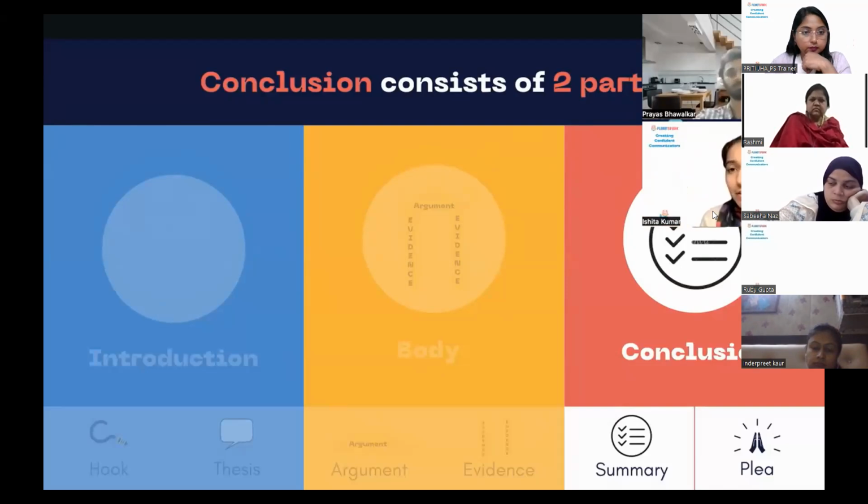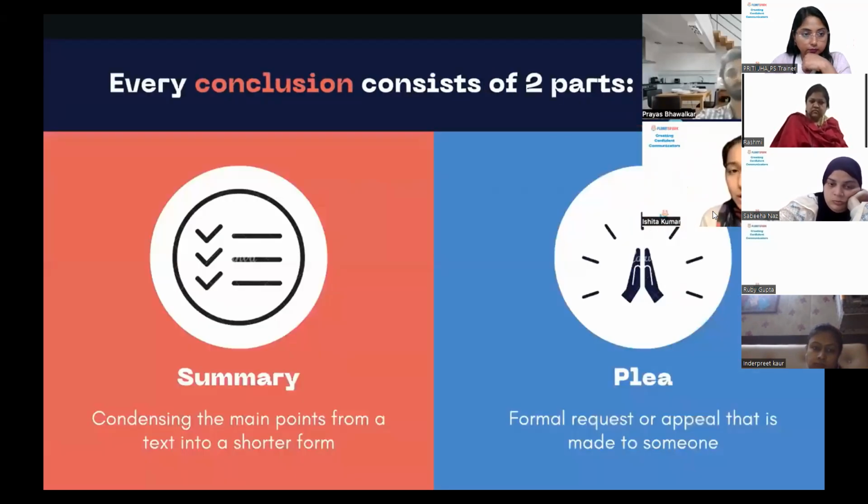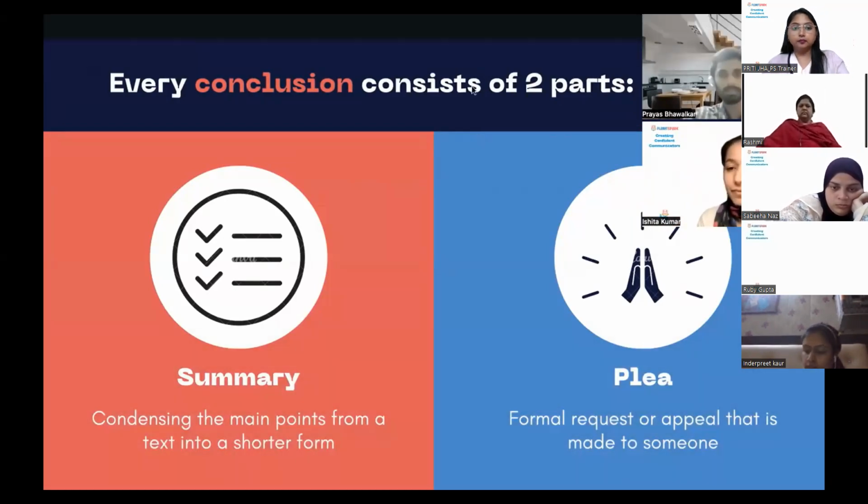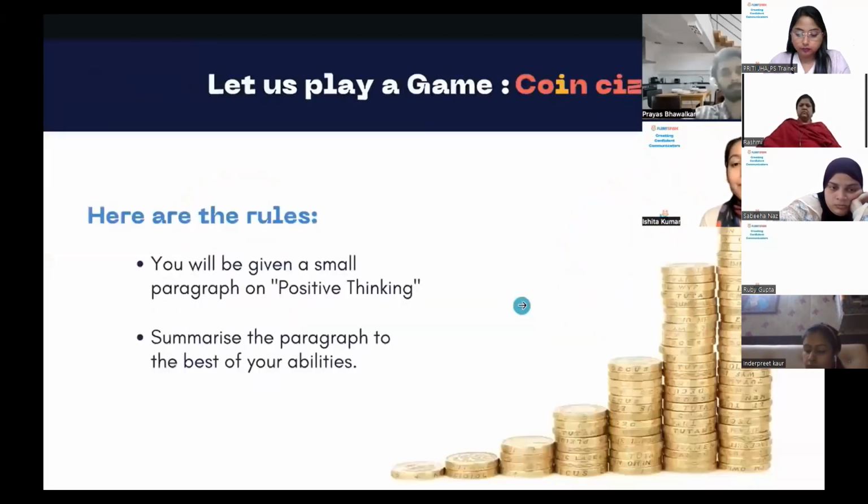But before that, one small activity for you, okay? So for that summary, what is it? It's about condensing the main points from a text to a shorter form, being more brief, right? And what is a plea, Priyas? Can you read that, please? It's a formal request or appeal that is made to someone. Correct. So now this game is called Coin Size.